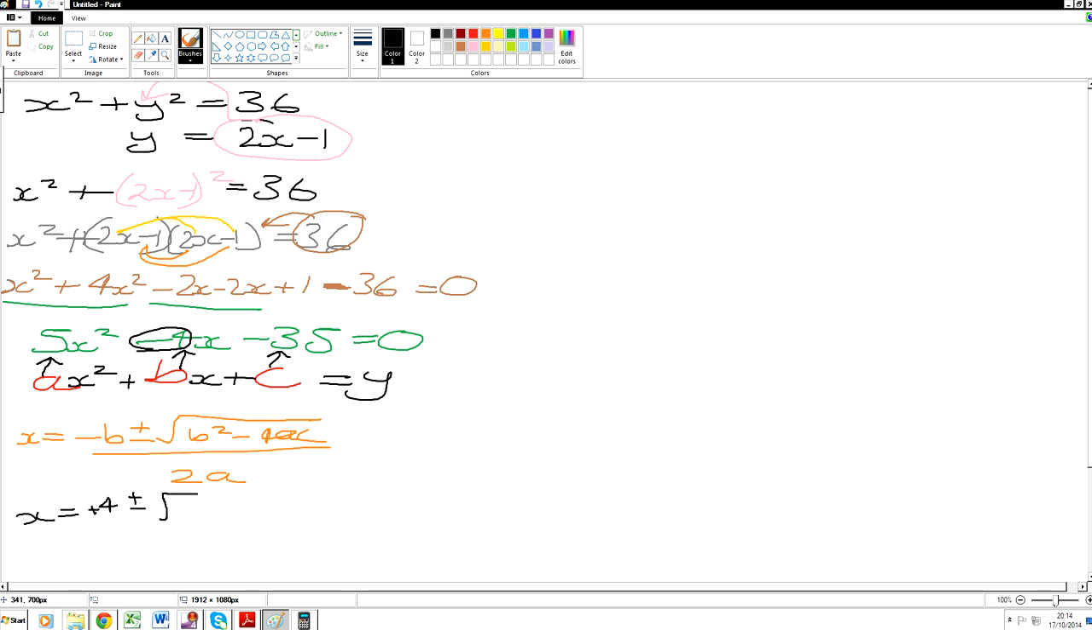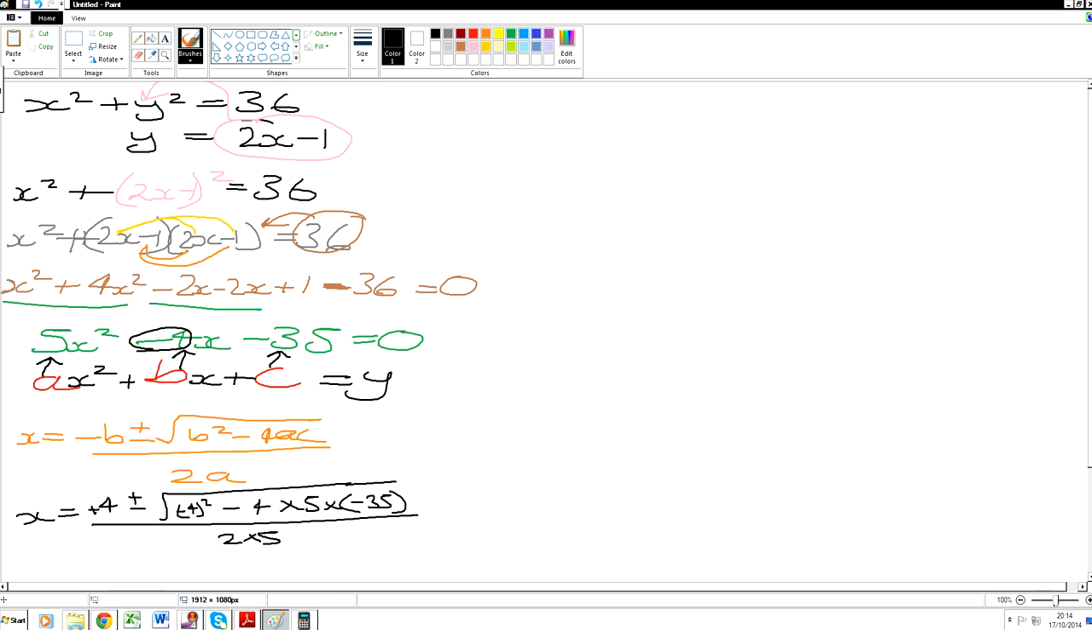That's one possible place for you to make a mistake. B squared is minus 4 squared. Take away 4 times by the A value, which is 5, times by the C value, which is minus 35. Just put little brackets in here so we don't get confused with the signs. And all of that divided by 2 times by 5. So we need to put that into the calculator and then change the plus into minus for the second go, and we'll get a set of answers.